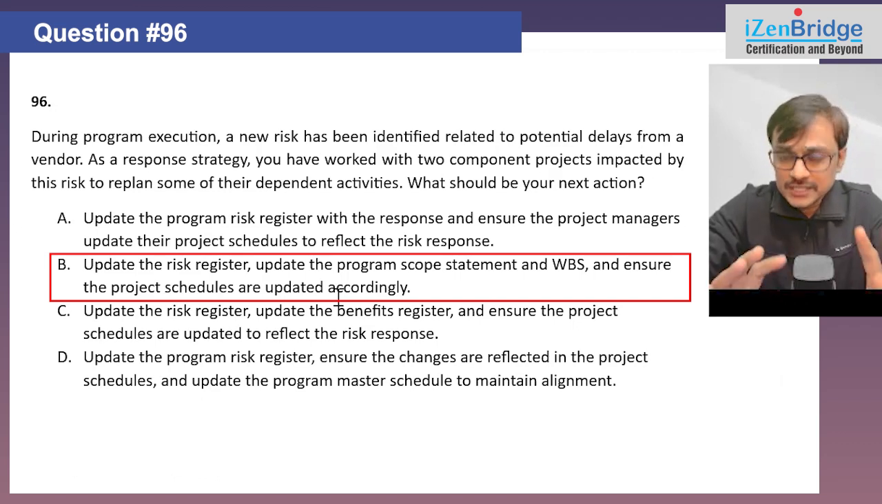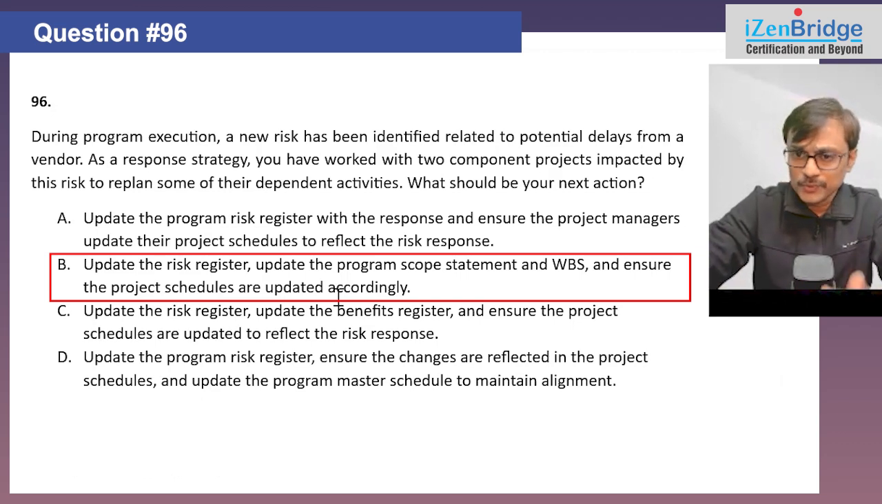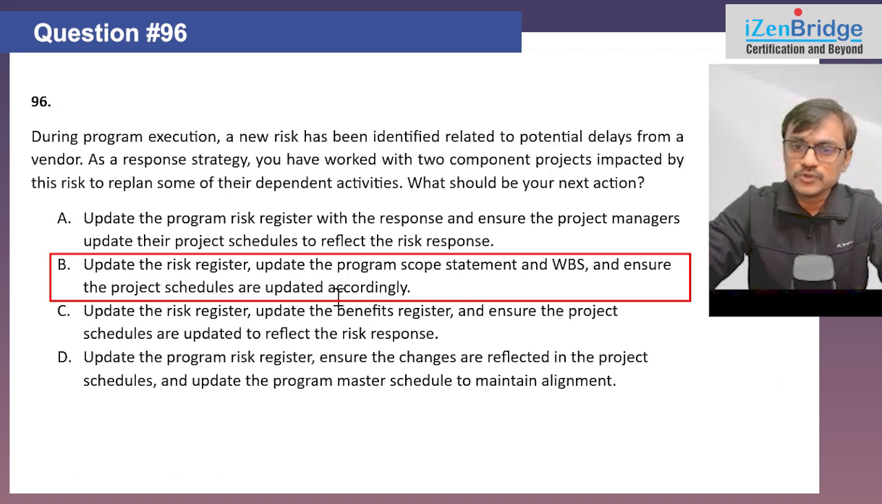So the question seems to be asking, in this particular situation, how many elements of your program management plan you will update. The first option says risk register and project schedules, no other element of the program management plan. Option B says risk register of a program, program scope statement, WBS, and a project level schedule. Yeah, that's the second option.